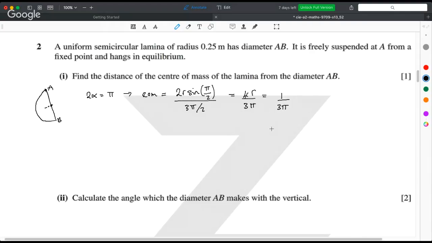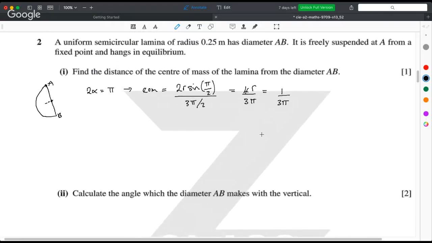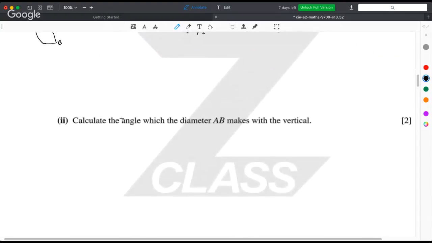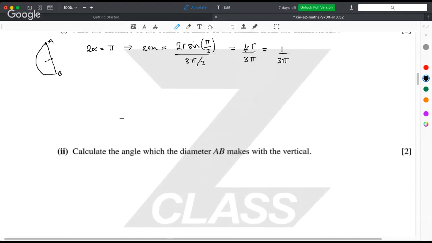So the 4's cancel. And that is all that's needed for this part of the question, which is why it's only worth 1 mark. So I think the only possible subtlety here is recognizing that pi is 2 alpha, because if you read the formula booklet carefully, that much is clear. So now they want the angle the diameter AB makes with the vertical.